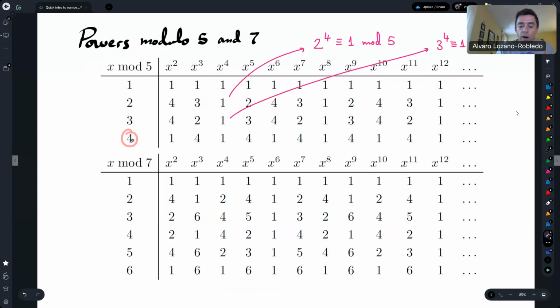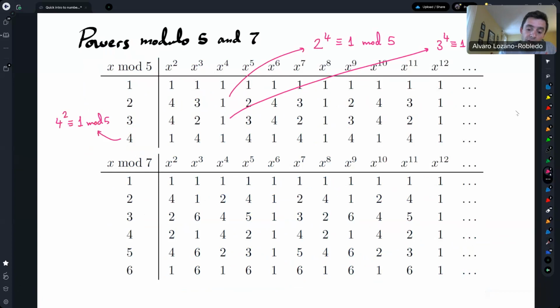For 4, you see 4 is minus 1 modulo 5. So minus 1 times minus 1 will give me 1. So the first time that 4 to a power is 1 modulo 5 is for 4 squared. So 4 squared is 1 modulo 5. It happens earlier for 4 than it happens for 2 or for 3.